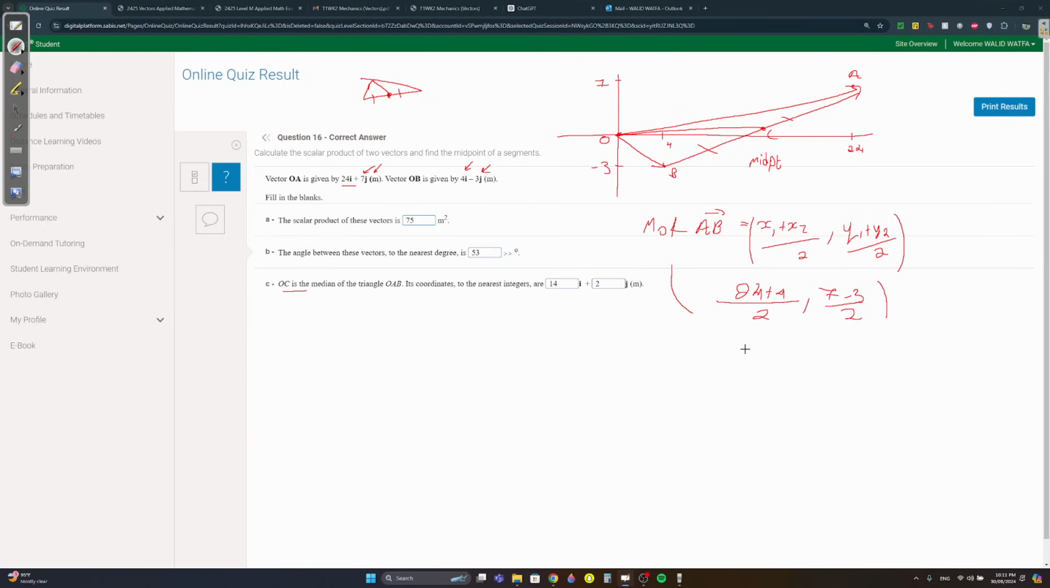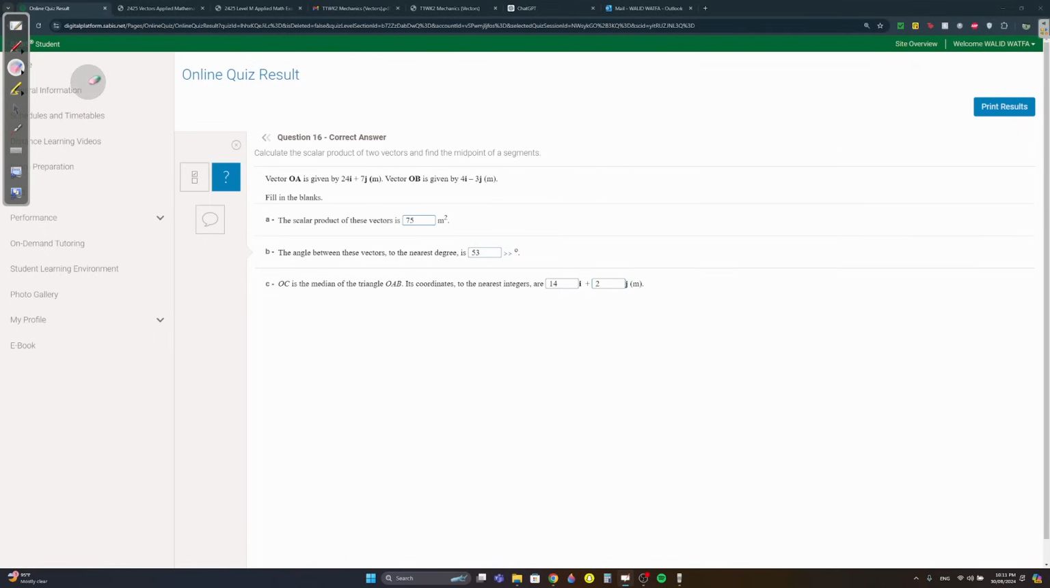Solve it. 24 plus 4 over 2 is 28 over 2, which is 14. We could say 14i. This is my x coordinate. And then 7 minus 3 is 4. 4 over 2 is 2. So 2j. 14i plus 2j. That's it for the quiz.